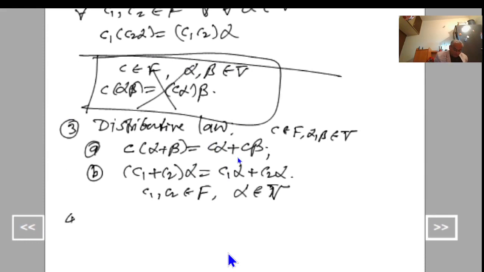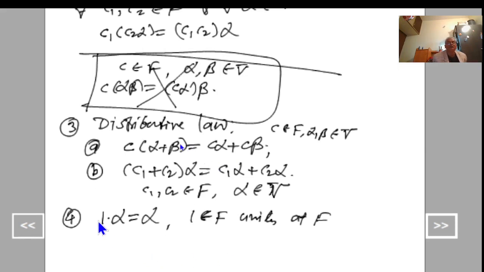And the fourth one: 1 into alpha is equal to alpha. What is 1 here? 1 is an element belonging to F. This is the unity of F. 1 into alpha is equal to alpha. So these are the four axioms here.